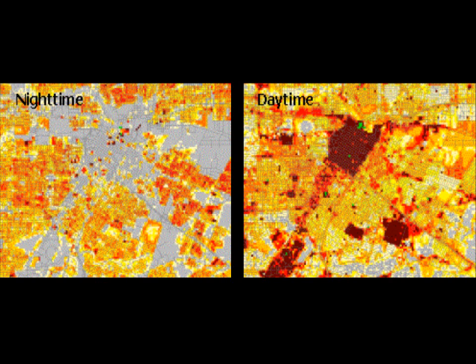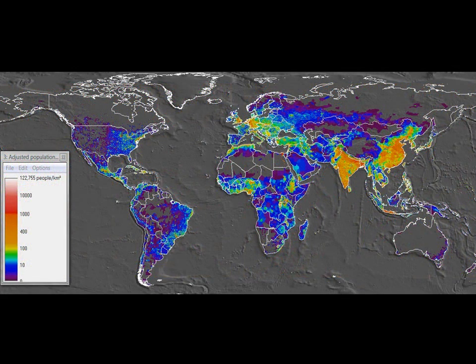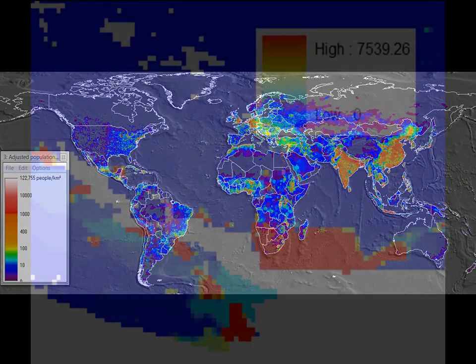The other global data set is the Gridded Population of the World. It's up to version 3 now. But it's, again, a 1-kilometer grid cell. So this is the data for Vancouver I downloaded and classified myself. And that square of red is Vancouver, but it's not going to help you at a local scale.